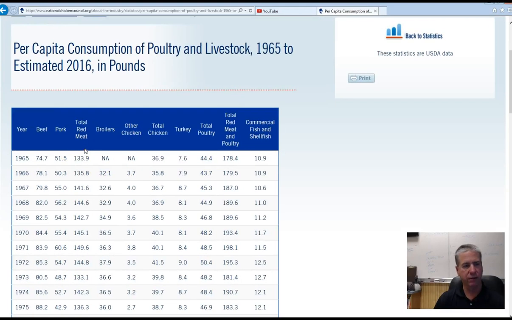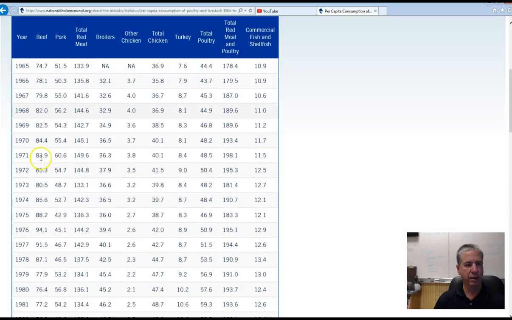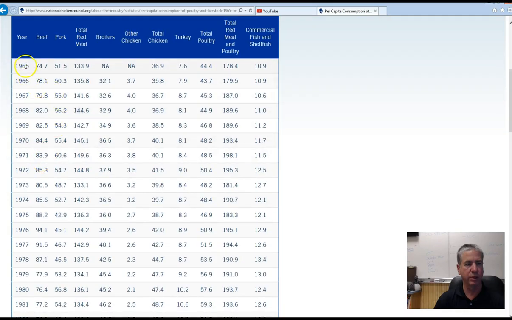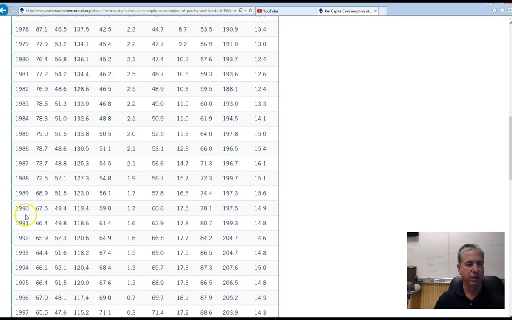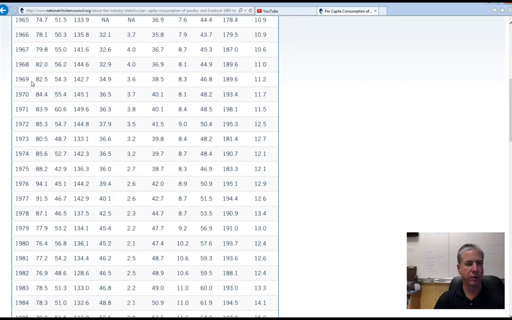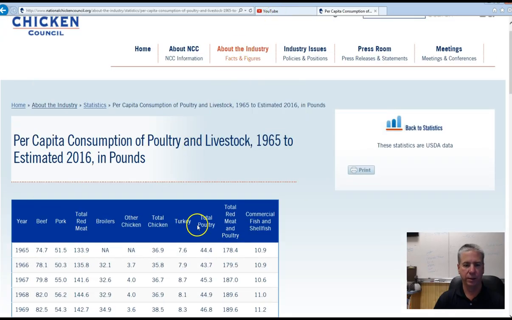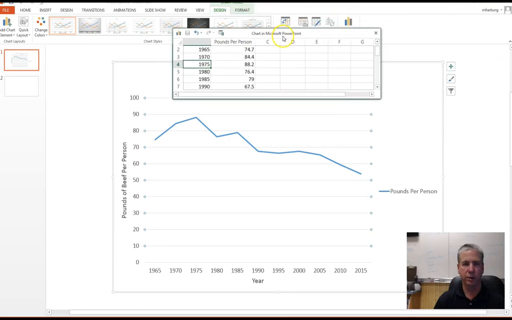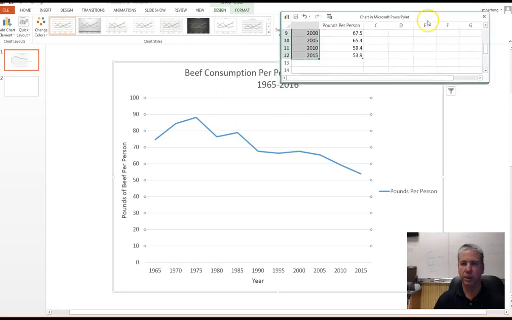And so what I did is I decided to focus on beef. I don't want to put all of these years in here, but I wanted to show the trend over a fairly long period of time. So I decided to start in 1965 and then just go up, 1965 and 1970, 75, all the way up to 2015. I just selected those particular years out of all of these and then recorded them here on the data table. There's pounds per person, and I put those years here. And then it created that nice chart for me.